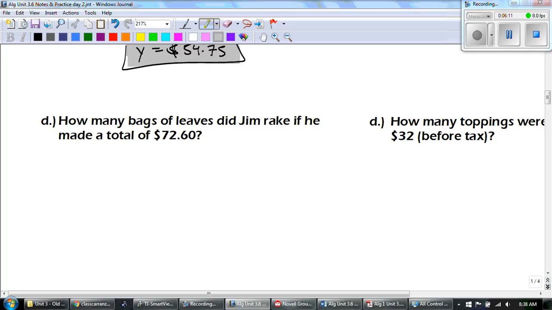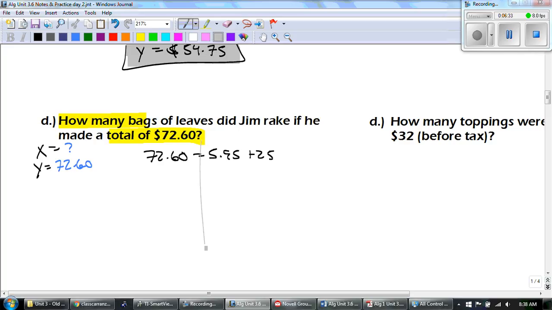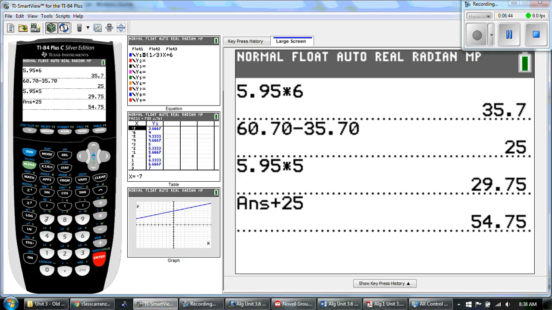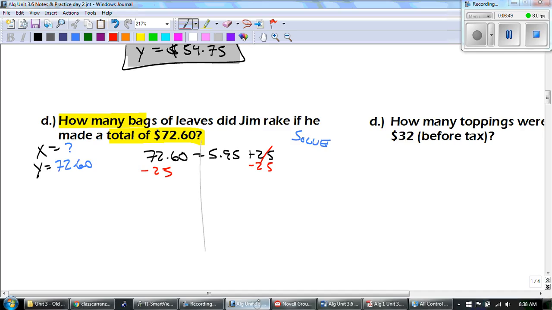Okay, how many bags of leaves? Okay, how many? I don't know. To make a total of 72.60. So when we're looking at this, I don't know the amount of leaves, but I know that he made 72.60. Okay, so we take 72.60 and we set it equal to the equation, and instead of simplifying, this is where we have to solve. Okay, so when we solve, we subtract 25 from both sides. We have 72.60 minus 25, and we get 47.60.